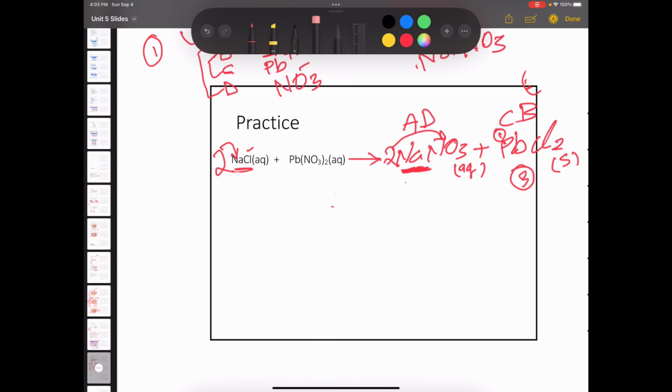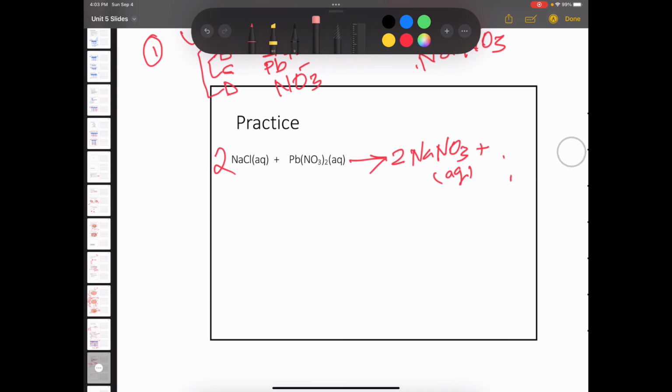Let's clear this off. Okay, so this one, let's make it nice and clean. 2NaNO3, and that's aqueous. We have 2NaCl. All right, let's clean this. This one here will be PbCl2. This one will be solid.